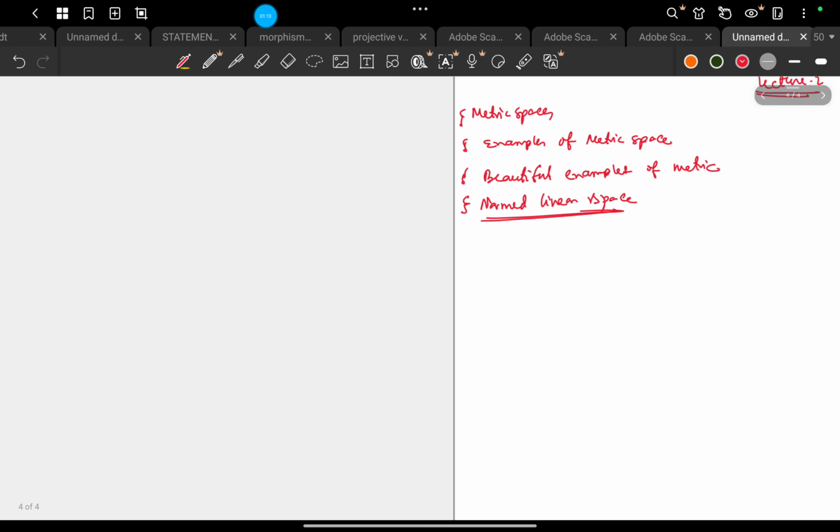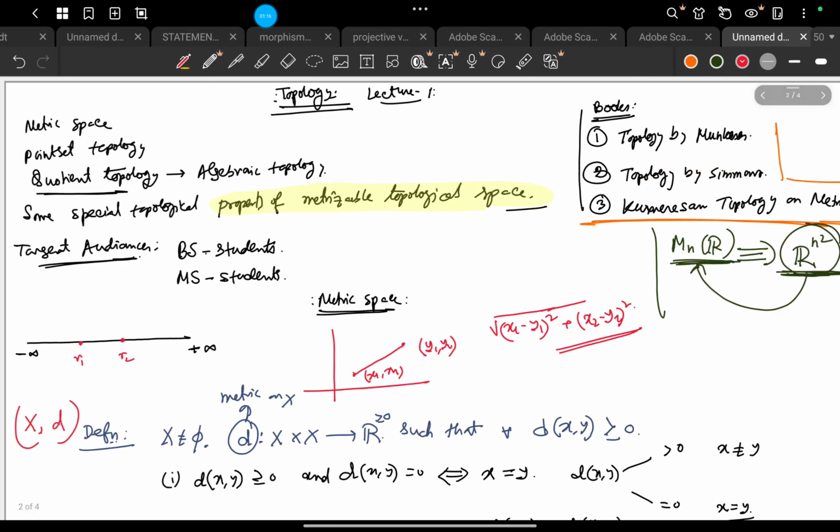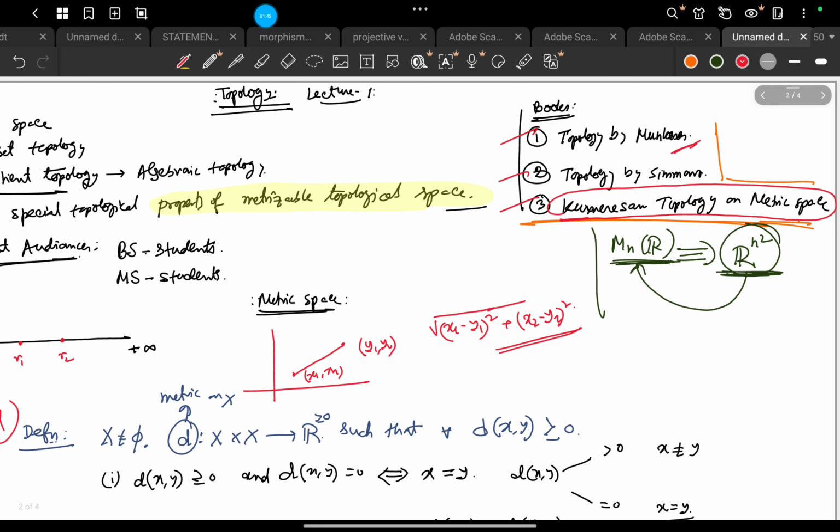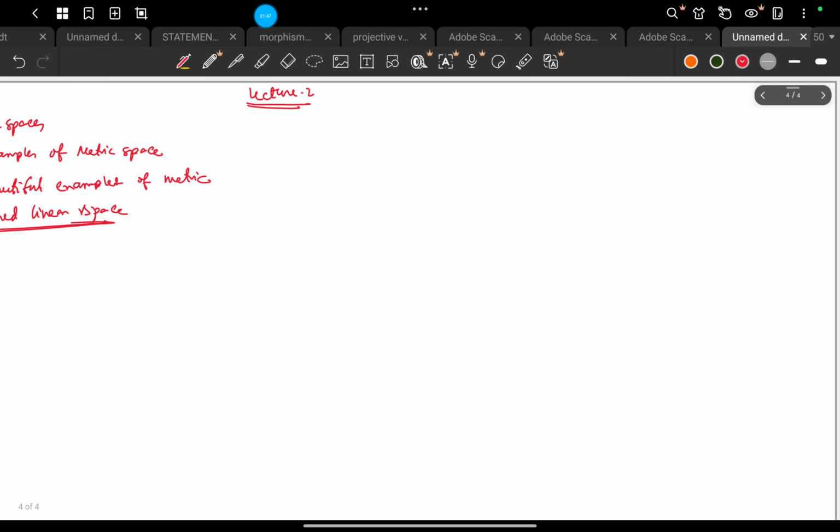So I believe that you have gone through all the concepts that we introduced in the last lecture. If any one of you is highly motivated and interested to solve problems, just problem practice, you can refer to Kumaresan, Topology of Metric Spaces, and Mukherjee as well. These two books are very beautiful and useful for problem practice and concept building. Okay, so let's move ahead.